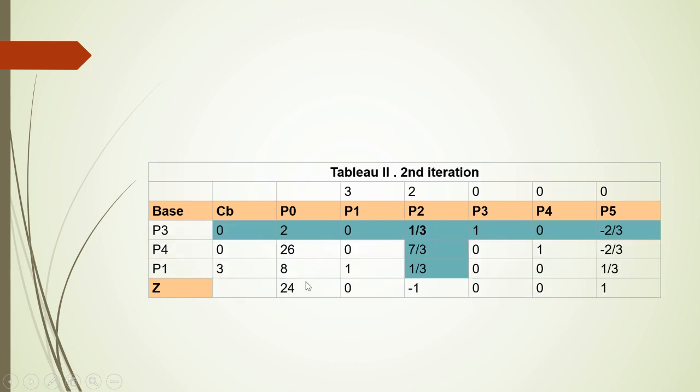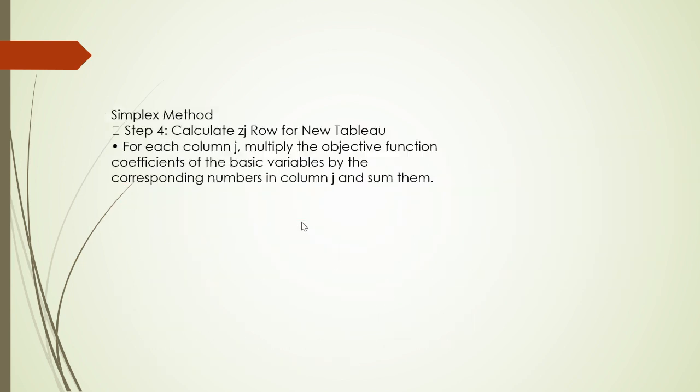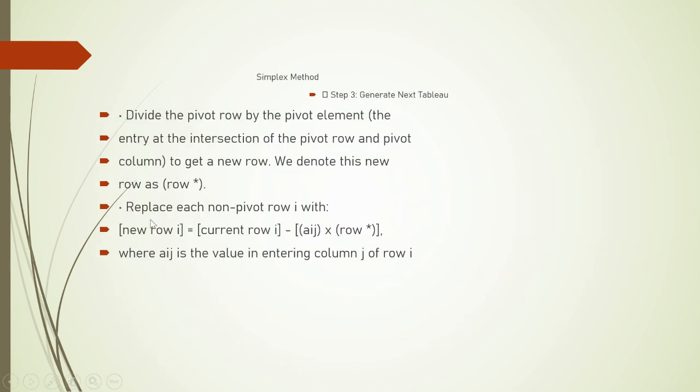And the same goes like this. And this is the new row. And how to compute the other two rows? Here comes the important point. We will use a formula. This is the formula. To get the new row, what we do is: current row minus the entering column element times the new row. This is the new row. We denote this row as the new row.